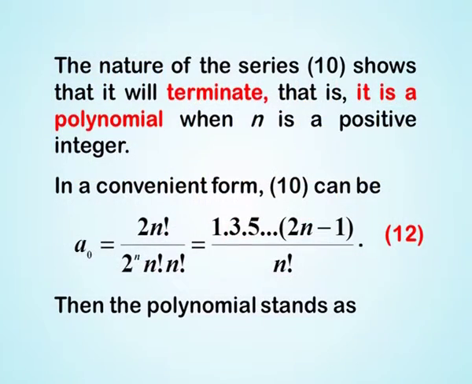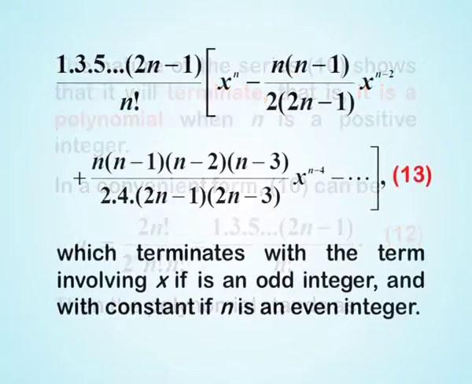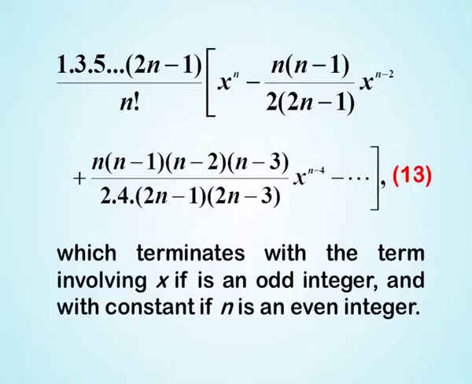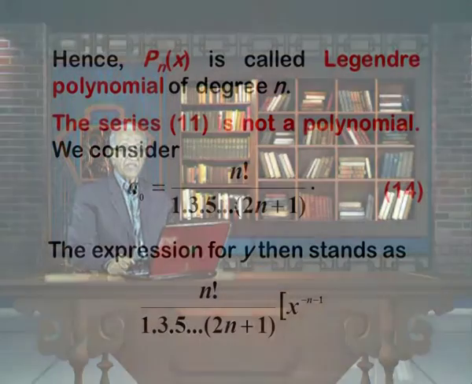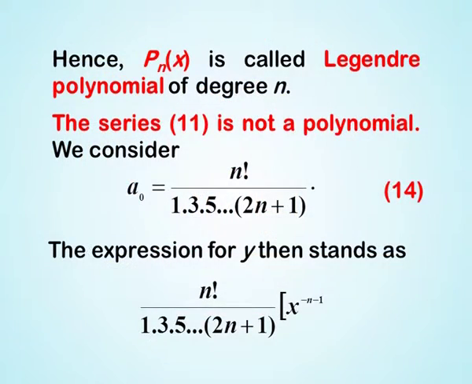In a convenient form, the 10 can be written as equation 12. Then the polynomial stands as this equation, equation 13, which terminates with the term involving x if n is an odd integer and with a constant if n is an even integer. Before we come to the 14th equation, the same thing is repeated. We call P and x the Legendre polynomial of degree n.